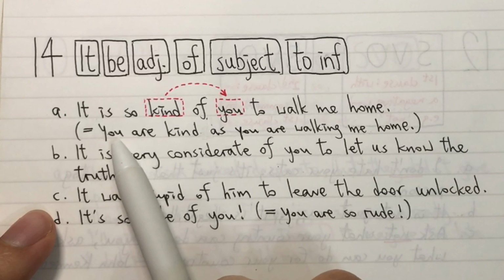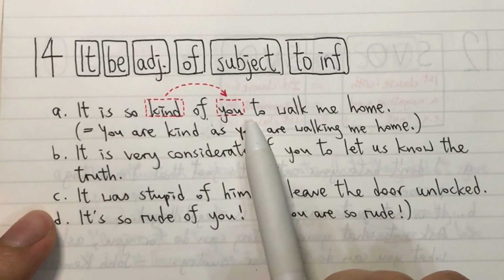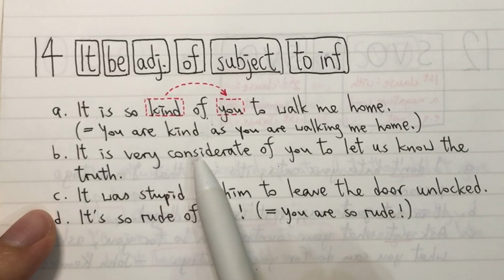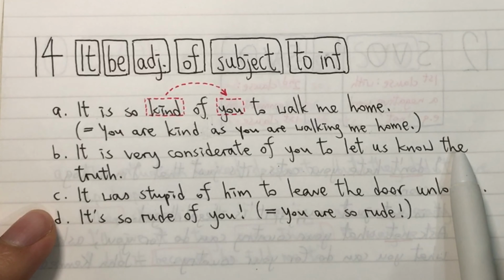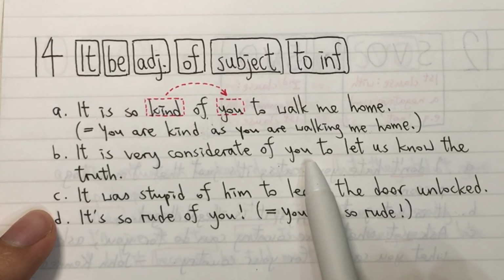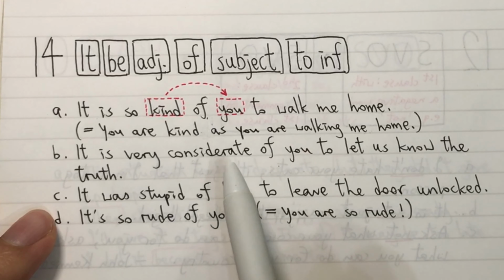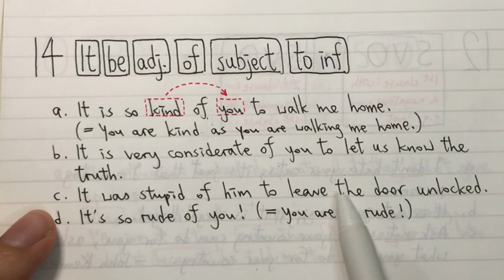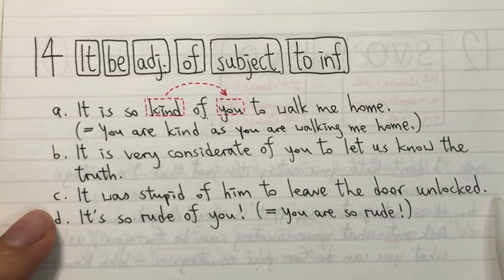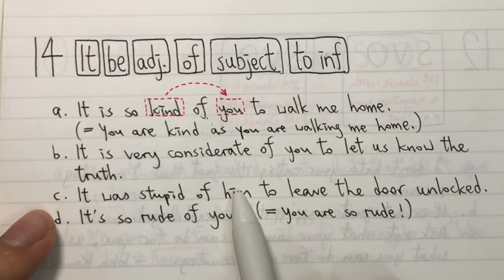Okay, you are kind. It's so kind of you. It is very considerate of you to let us know the truth. In other words, you let us know the truth, so you are very considerate. It was stupid of him to leave the door unlocked. In other words, he left the door unlocked and he was stupid.